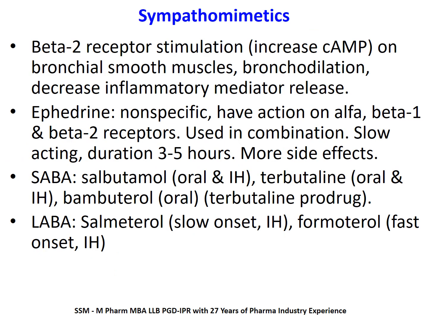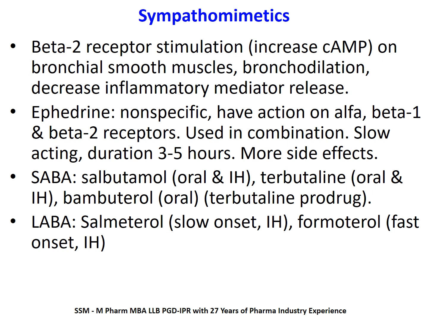Now coming to sympathomimetics, which are basically beta 2 receptor agonists. They stimulate beta 2 receptors, thereby increasing cyclic AMP in bronchial smooth muscle and producing bronchodilation. They also decrease inflammatory mediator release.